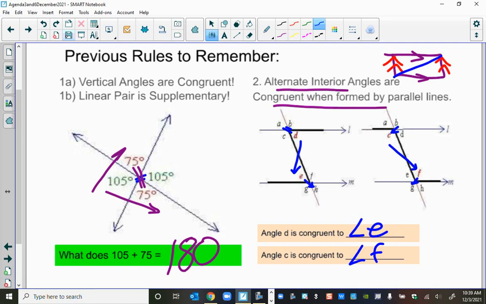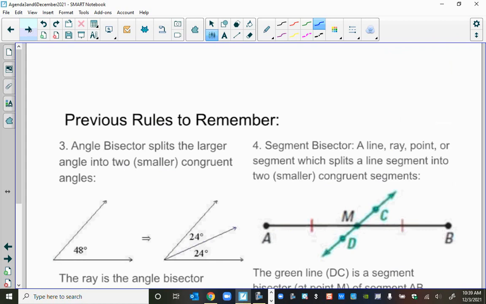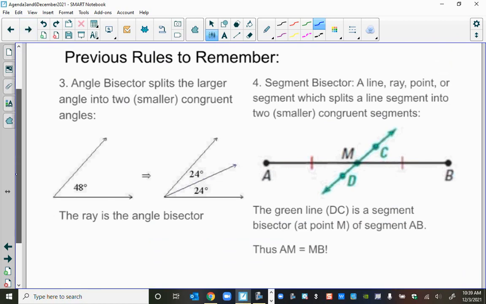So again, this is stuff we've seen before, and we're going to be seeing again. Now, another thing we're going to see again is a combination of both an angle bisector and segment bisector. This one's going to be super important. I'm going to tell you why.